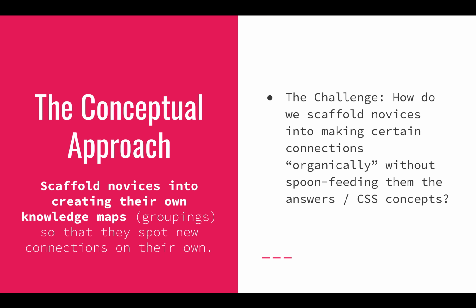So, the general conceptual approach that Knowledge Maps will take to tackle the problem is to scaffold novices into creating their own knowledge maps, aka groupings, so that they can spot new connections or new similarities between examples organically on their own. The main challenge here is how we actually scaffold novices into spotting certain connections that may not be intuitive or obvious right away on their own, without having to spoon feed them answers and CSS concepts like an online course.